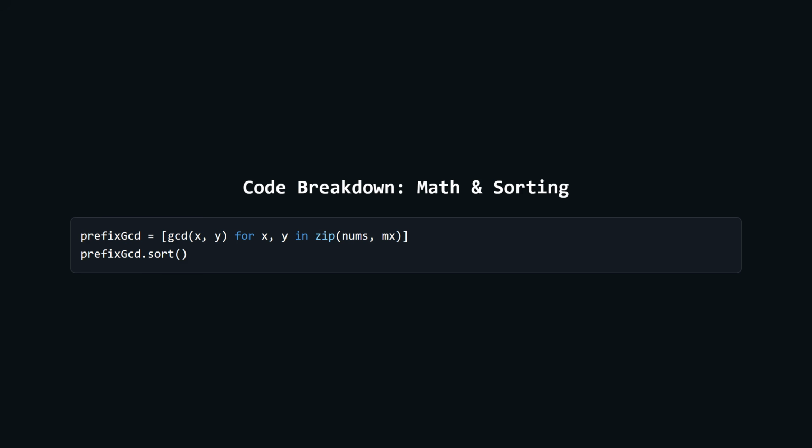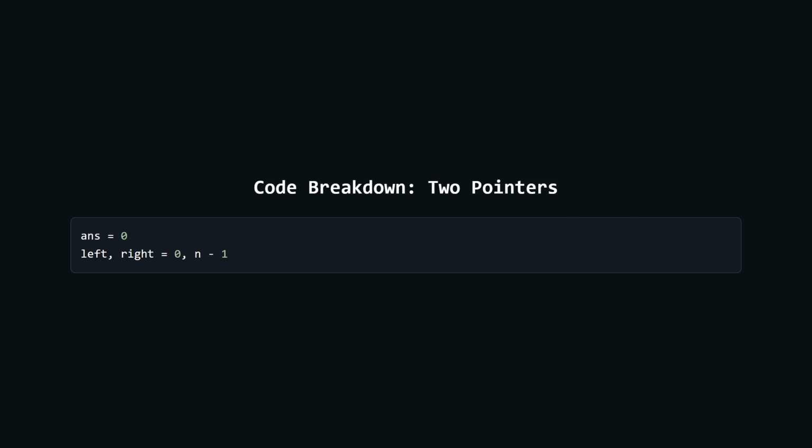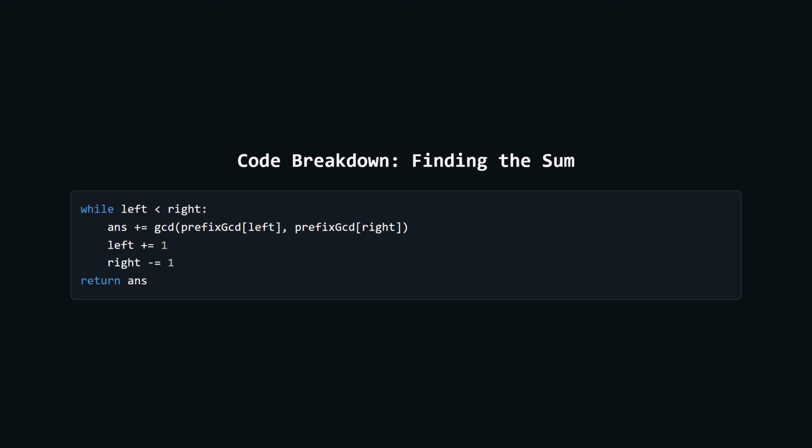Next, we pair up the original numbers with our new list of maximums. We find the greatest common divisor for each pair, store them in a new list, and immediately sort that list from smallest to largest. To pair up the smallest and largest numbers, we use a two-pointer approach. We set one pointer at the very start of our sorted list, and one at the very end. We loop as long as the left pointer is before the right pointer. We take the two numbers they point to, find their greatest common divisor, and add it to our answer. Then we move the left pointer forward, and the right pointer backward, squeezing inwards until we are done.